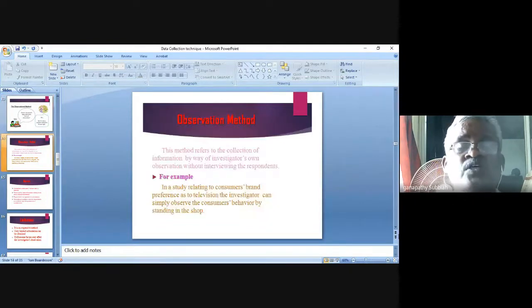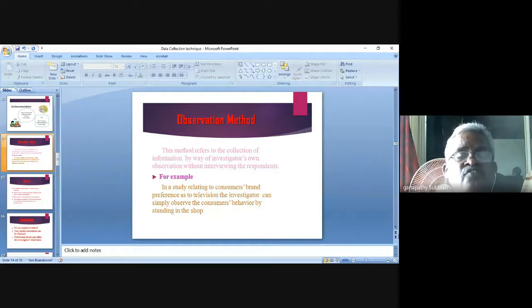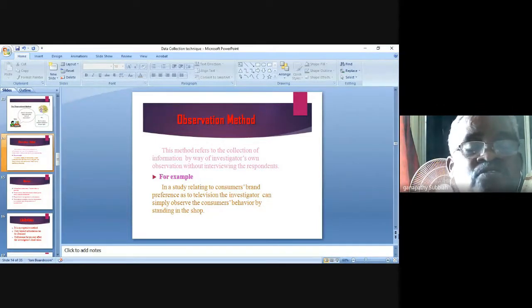First, observation methods. The observation method is the first tool or technique of primary data collection. This method refers to the collection of information by way of the investigator's own observations without interviewing the respondent. The researcher observes and collects the information without interviewing the respondent. There is no interaction between the researcher and the respondent. So this is the observation method.